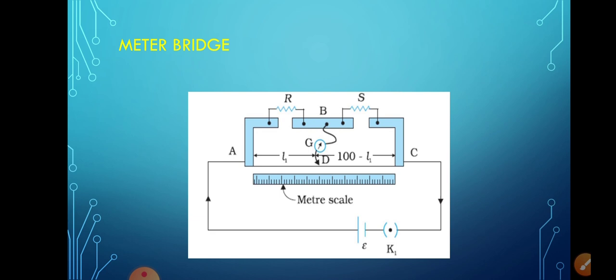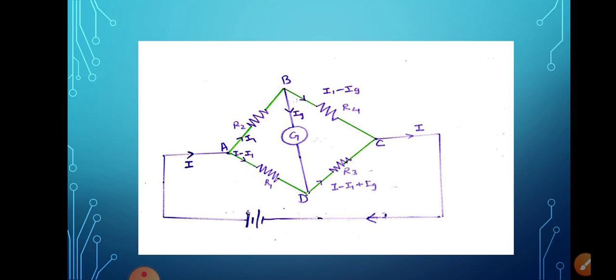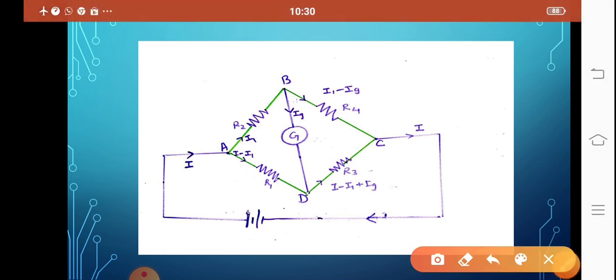R will be the unknown resistance, S will be the standard arm, and from B we connect one point, that is the jockey. Between B and D we connect one galvanometer. See, this diagram is very similar to this diagram. Between B and D, one galvanometer is connected.